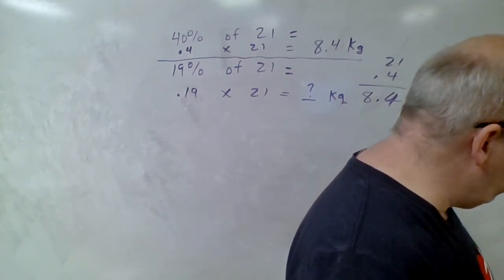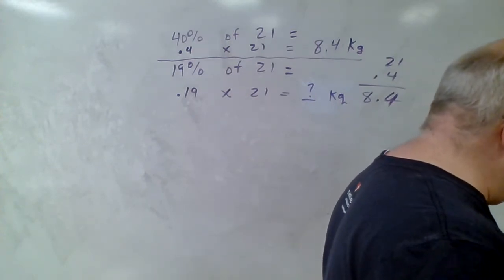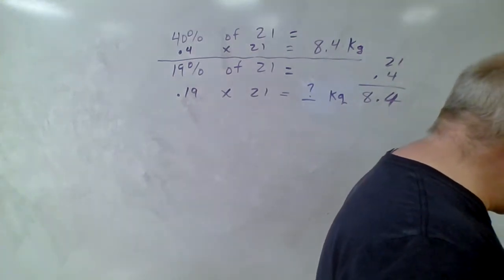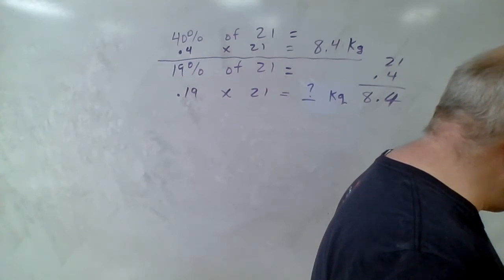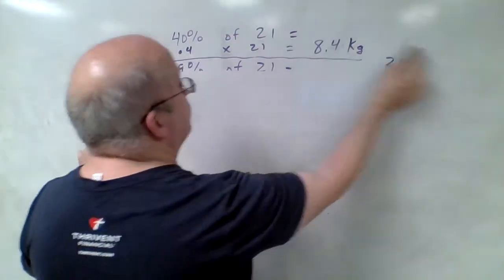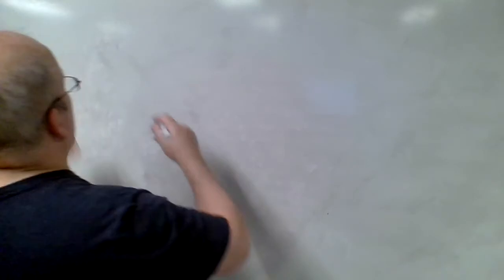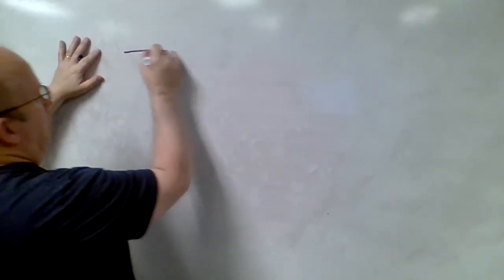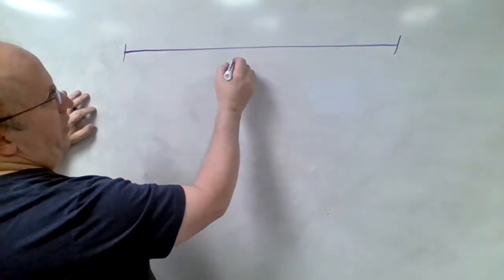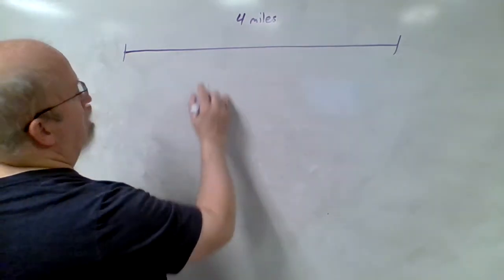Let's just read through it. A taxi charges $2.35 for the first 4/10 of a mile, and then 75 cents for each additional 4/10 of a mile. Find the cost of a 4-mile taxi ride. Well, imagine that this is the 4 miles that they're talking about, 4 miles. And we want the cost of that ride, right?